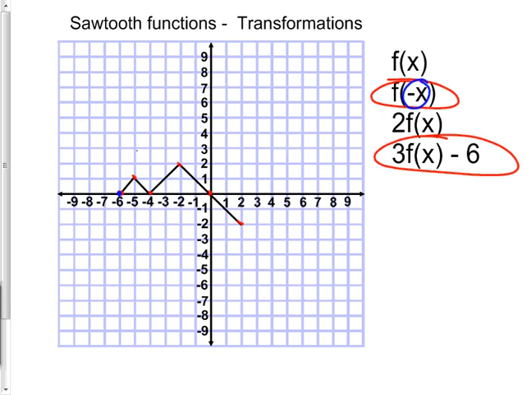Height was 1, now the height's 3. Height was 2, now the height's 6. Height was 0 is 0. Height was down 2, so I go down 4. Connect my dots.